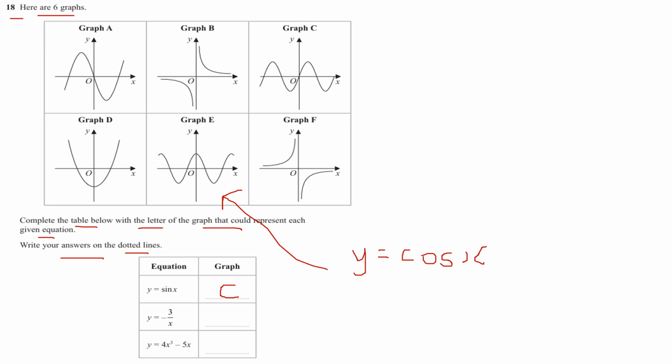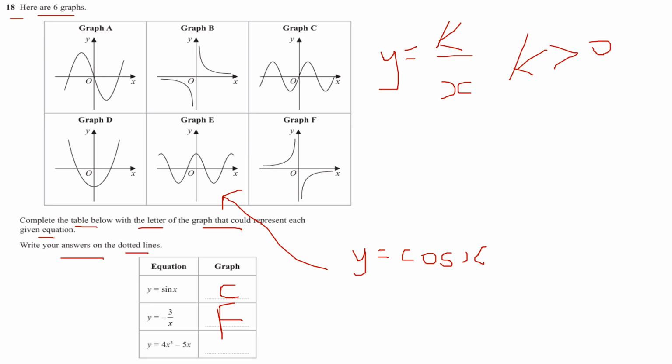Next one, y equals minus 3 over x. Well, that will actually be graph F. And the reason for that is because graph B is y equals positive k over x, or let's say y equals k over x, where k is a number bigger than 0. Okay, that is for graph B.